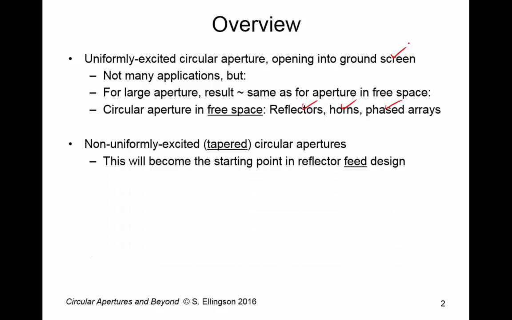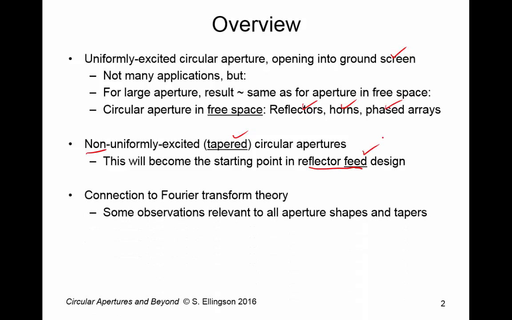We'll also talk about non-uniformly excited circular apertures and a particular kind of non-uniformity that we refer to as tapering. So we'll talk about tapered circular apertures. This will become the starting point for reflector feed design. We'll note a connection to Fourier transform theory. In other words, observations that we make here turn out to be relevant to all aperture shapes and tapers, and we can anticipate results and push results in certain directions by exploiting our knowledge of how Fourier transforms work.